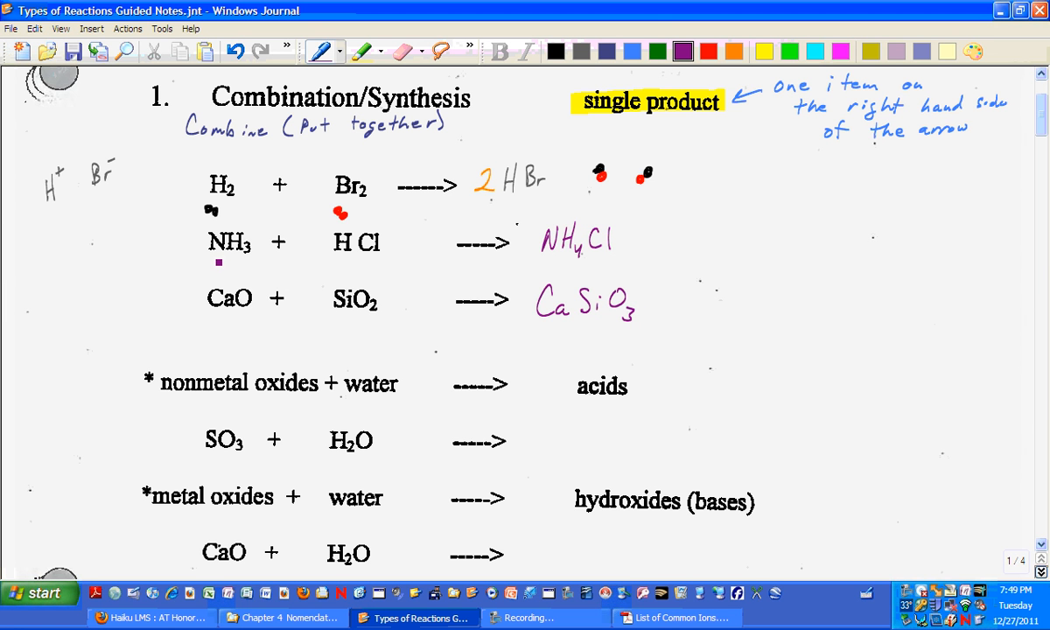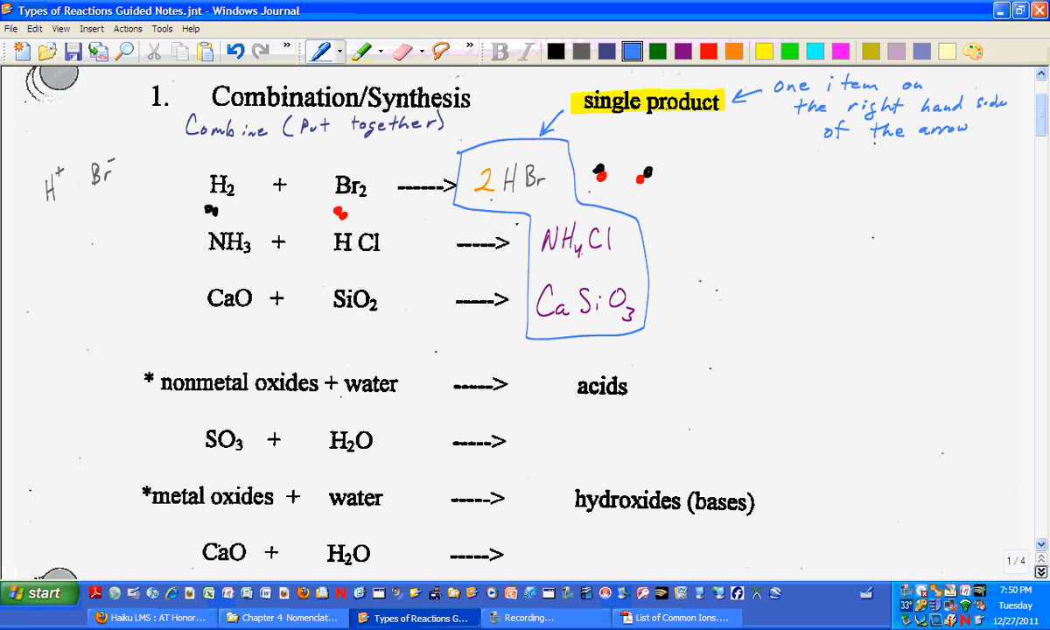I should probably go back and check these for balancing. One nitrogen, 3 hydrogens, plus another one is 4 hydrogens. I got 4 over here. That's okay. That balanced. One chlorine here, 1 chlorine there. It balanced out. Calcium oxide, 1 calcium, 3 oxygens, 1 silicon, 1 silicon. Again, notice I've got one product. I'm producing one product on this side here, one single product.